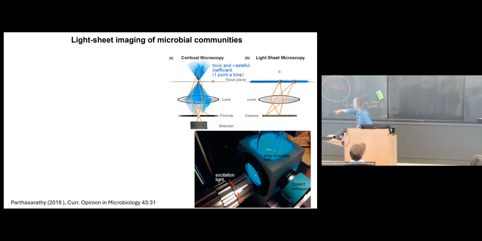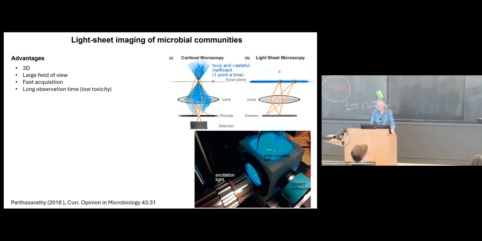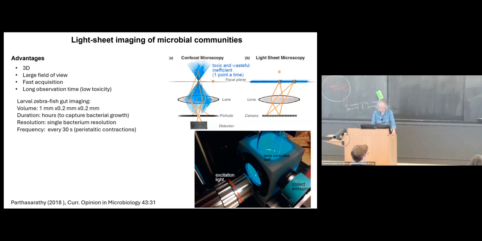And so this is the setup in Raghu's lab, who unfortunately could not be here because of teaching duties. Because of its orientation, they have to be orthogonal to each other, right? So that creates some problems with sample mounting. But regardless, you have excitation, temperature controlled, and then collect emission. The advantage is 3D, and it's a large field of view because you're looking at the sheet at a time. And it's faster acquisition and a long observation time because of low toxicity, because you're not damaging other parts.